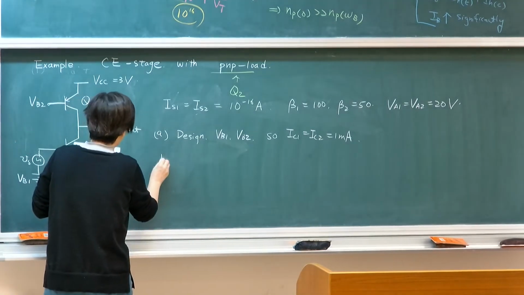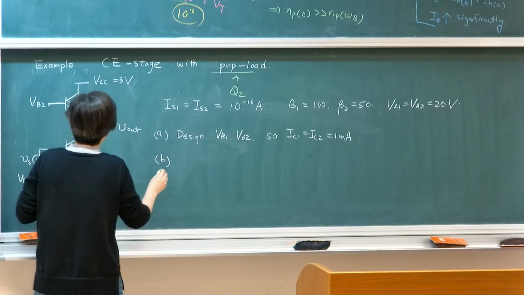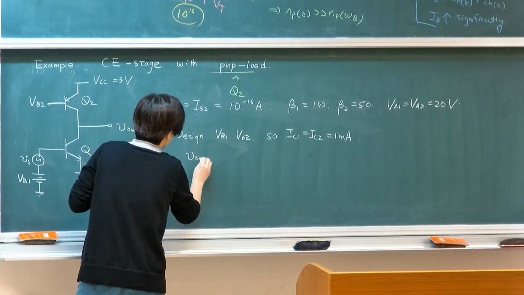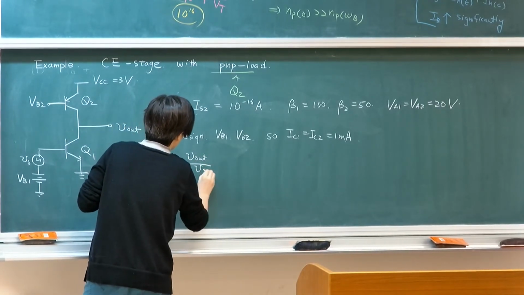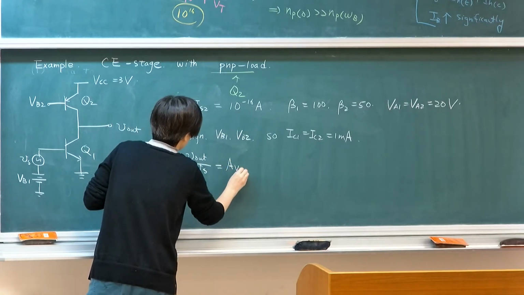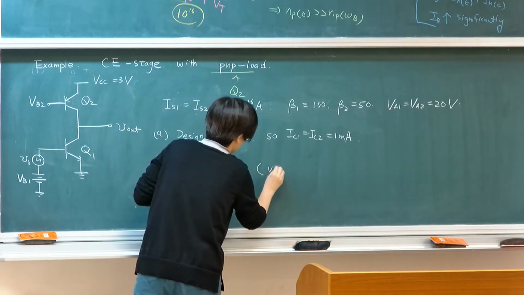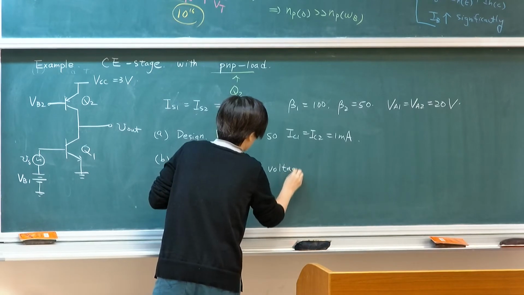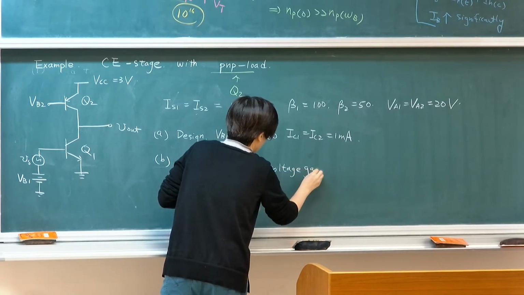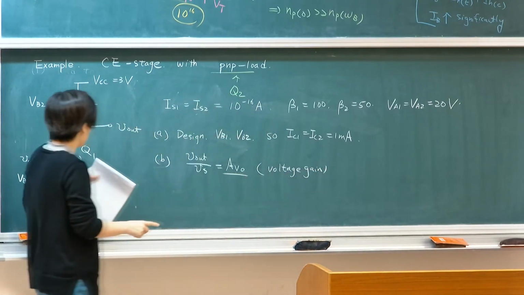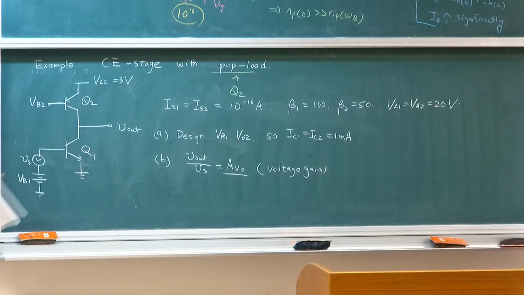And then, of course, the next thing we want to know is small signal. You want to know VL versus VS, which is the AVO, the voltage gain. Open circuit voltage gain. The O stands for open because we're not adding any loading to the circuit yet. Okay? So let's see how we approach this problem.